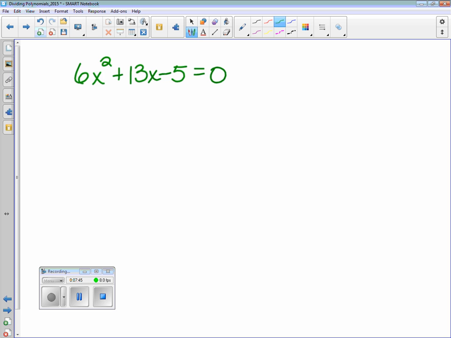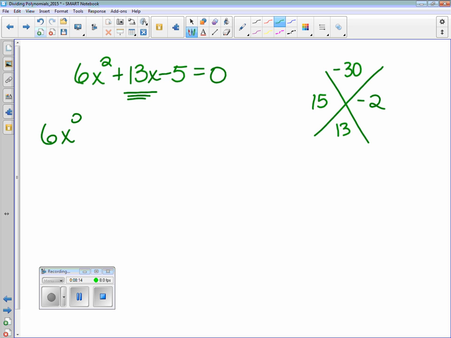All right, so the two numbers have to multiply to be negative 30, and they have to add to be 13. Okay. Negative 15 and 2. Good. Actually, positive 15 and negative 2, right? All right, so positive 15 and negative 2. And I'm going to rewrite my middle term to do that. So I have 6x squared plus 15x minus 2x minus 5 is equal to 0.